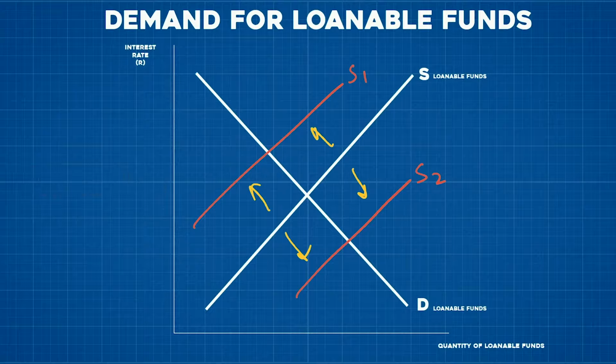And depending on where these shifts occur, they will all eventually lead us to a new equilibrium rate. Okay, now that we've learned all that, I need to introduce you to something called the Fisher effect. But let me lay some groundwork before we get to the graph.